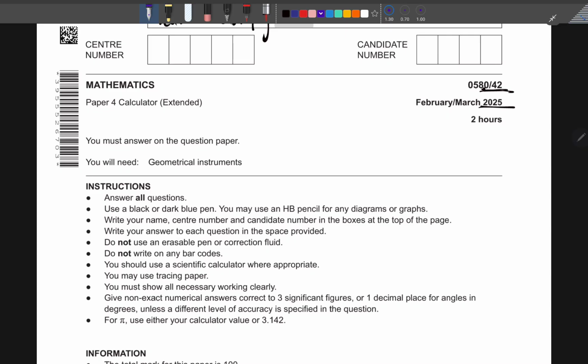okay? And we're going to see what are the things that we got to know, what are the things that we got to be able to do for the non-calculator exam. Basically, for the non-calculator exam, my tip is you just need to know the multiplication table. Basically, and we're going to do it.